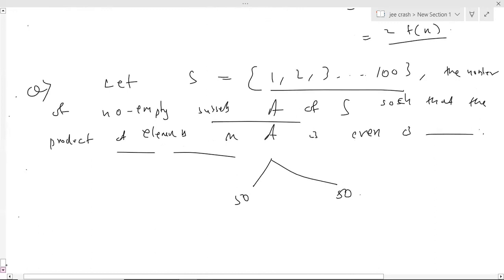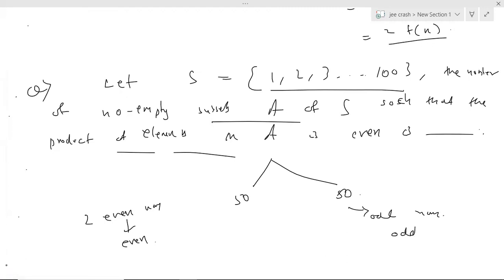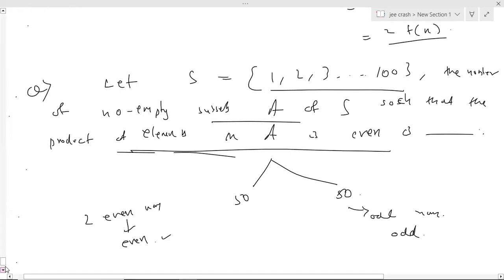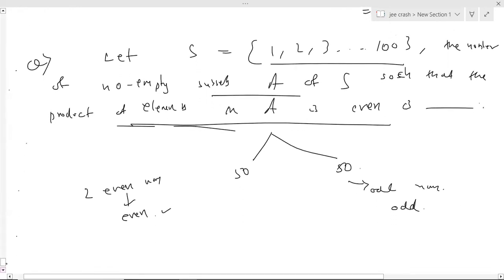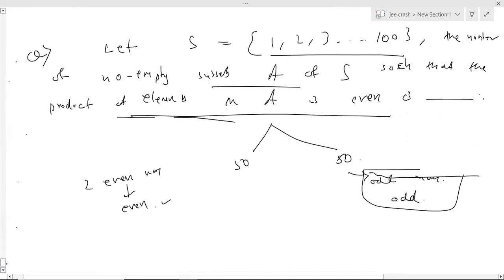And we know that if you multiply two even numbers, then the result will always be even. But if you multiply two odd numbers, then the result is always odd, right? In any other case, the result is even. So they are asking the product of elements should be even. But only in one case the product is odd, which is all the odd numbers. So can I say the total number of subsets will be 2 to the power 100? If I subtract this one, then I'll get the answer to this.